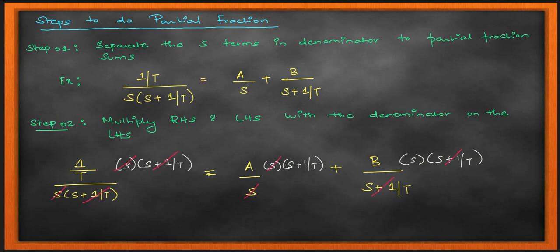So I can see a lot of terms cancelling out, and then I can write the final equation as 1 by T is equal to AS into 1 plus T plus BS. Good. So this is the outcome of your step 2. So we are not done yet. I've told you we have 3 steps.